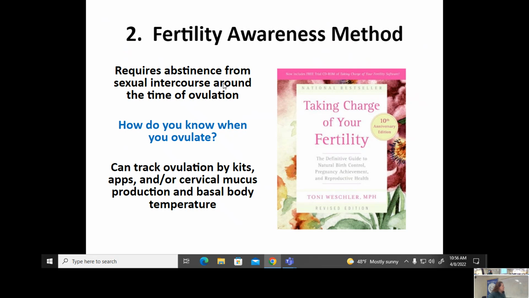So this is based on, okay, let's not have sperm in the vicinity when the egg is in the vicinity. And if you have a regular cycle and you track it carefully, and you know when ovulation tends to be, this can have a pretty good success rate. It's key to know when you ovulate if you're using this method.